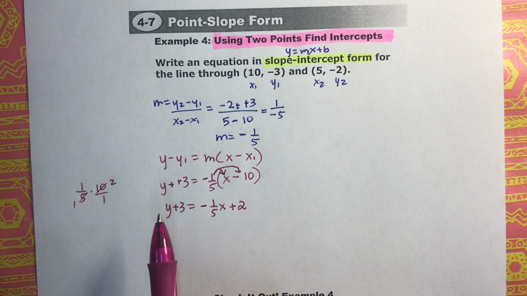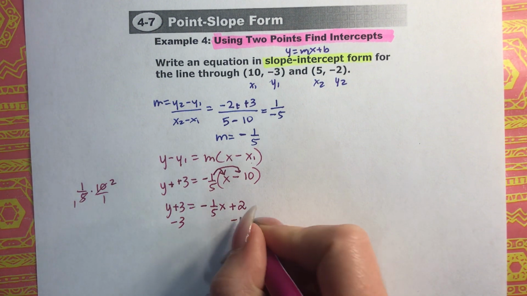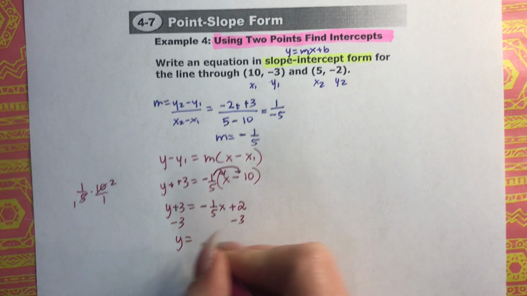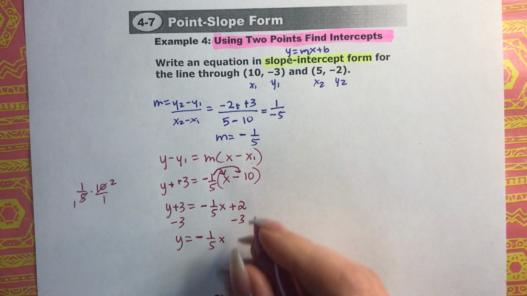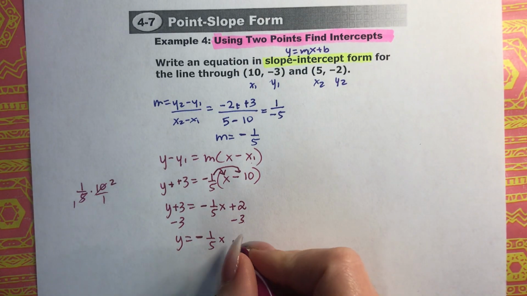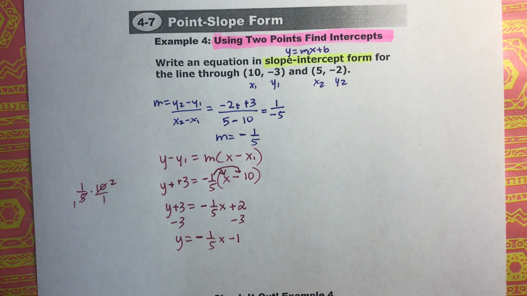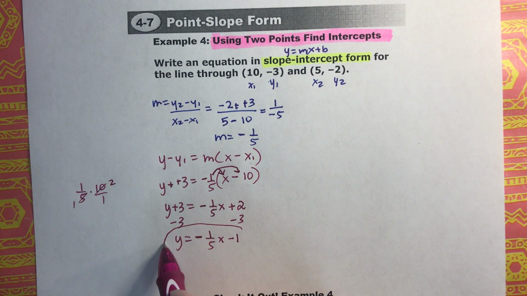Now we want to put this into slope-intercept form, so we want to get y by itself. We need to subtract 3 from both sides. And we end up with y equals negative 1/5 x, and 2 minus 3 is, what is it? Negative 1. Perfect. We have slope-intercept form here.